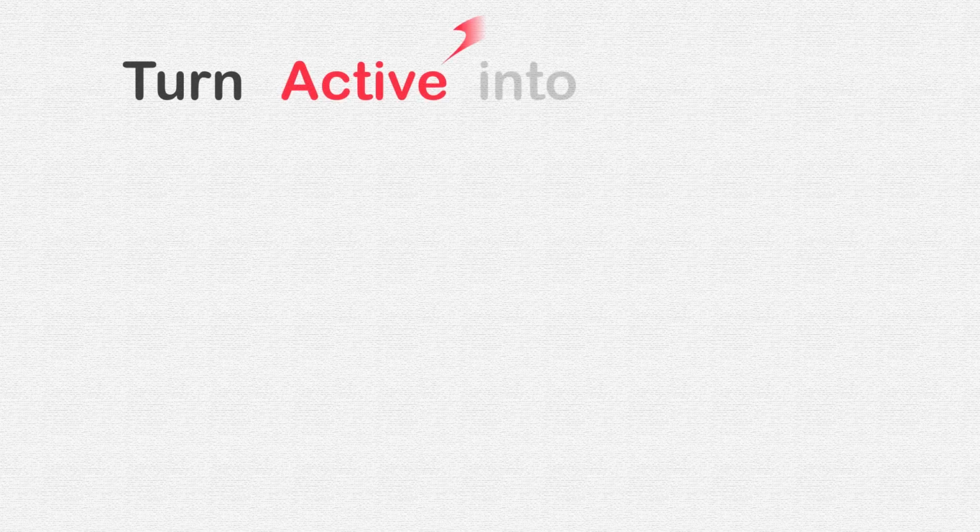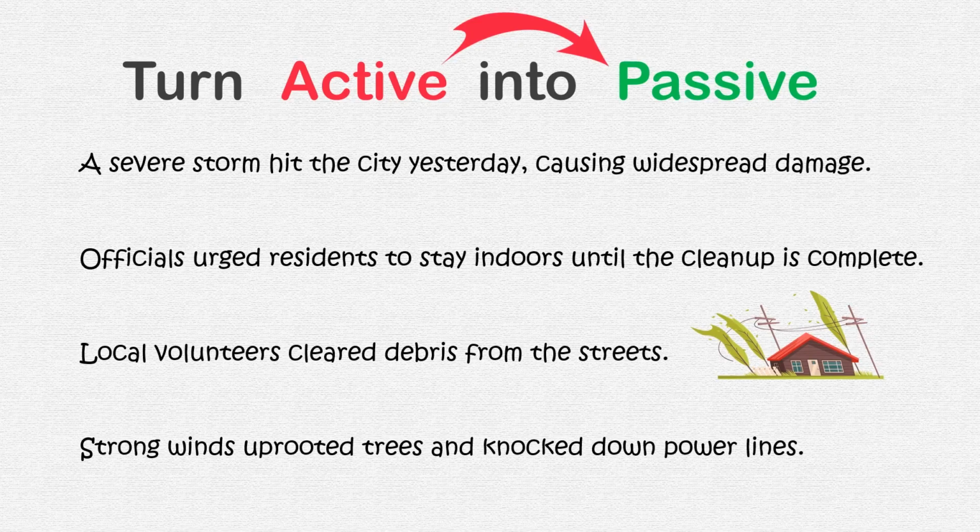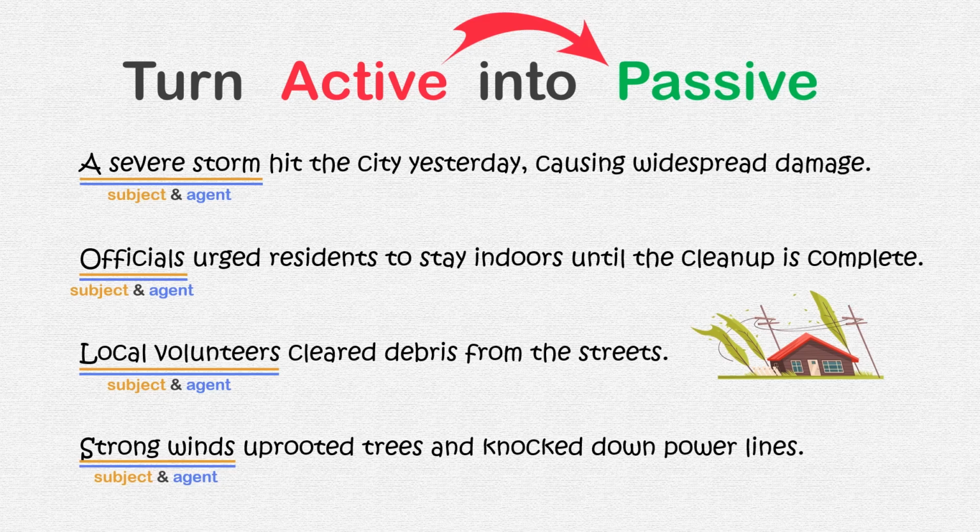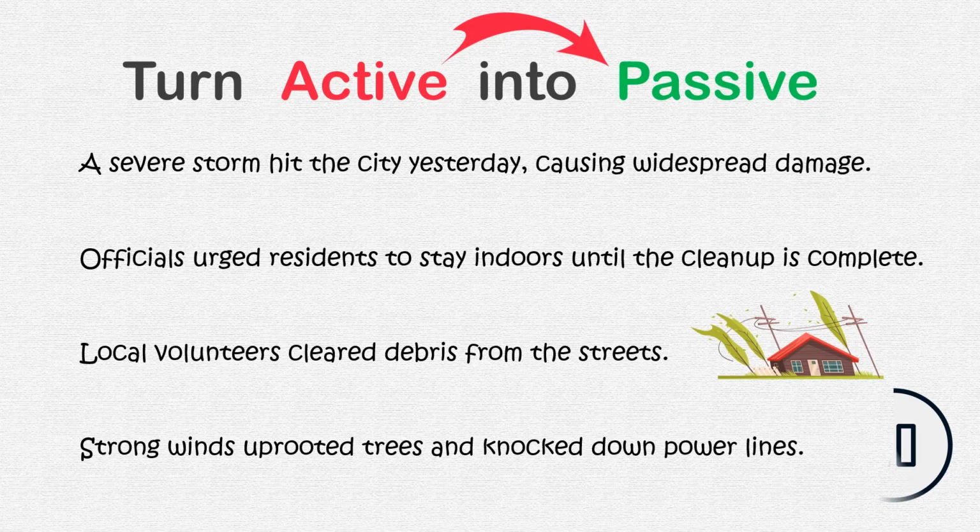Now it's time to practice turning active voice to passive voice. Here are 4 sentences taken from a news report about a storm. Each is written in active voice because the subject and the agent are the same. Rewrite them into passive voice. Pause here while you work. Let's see how you went.